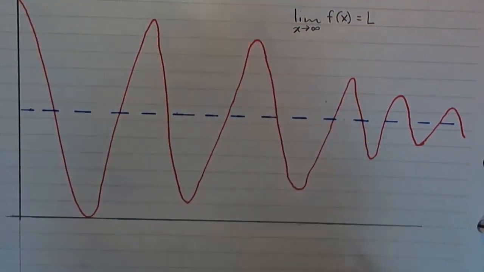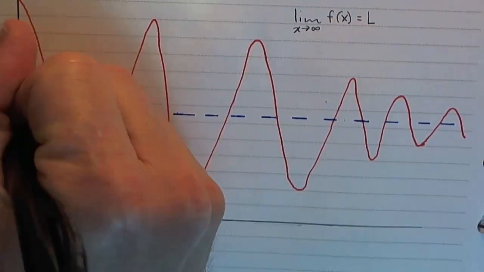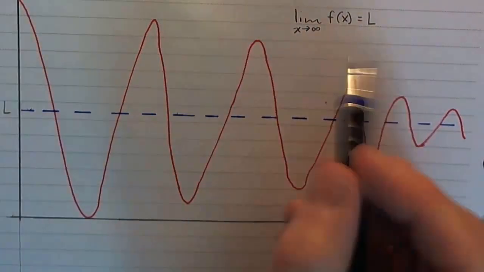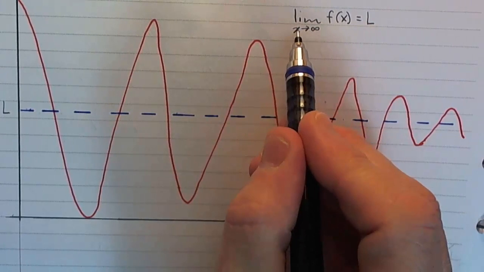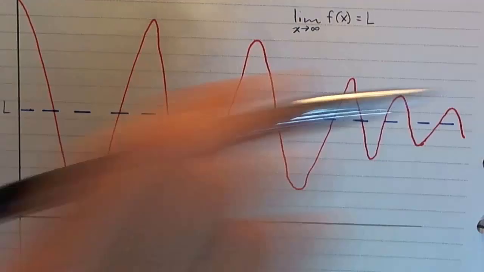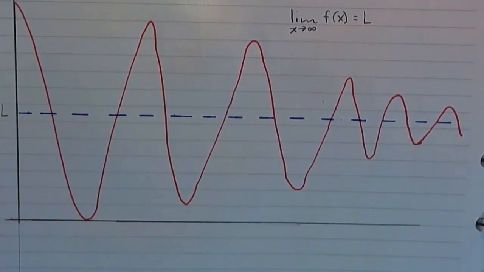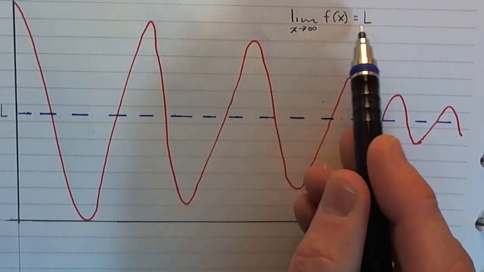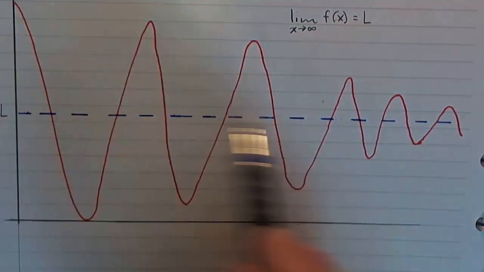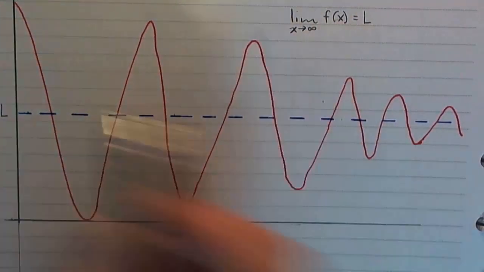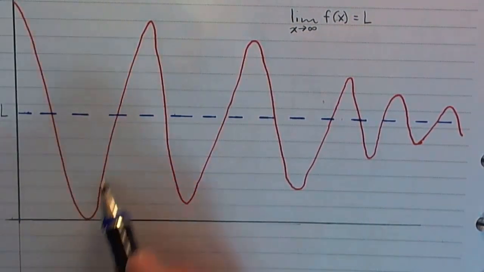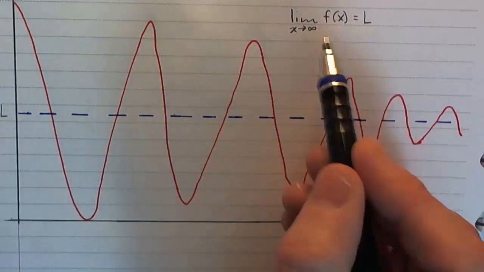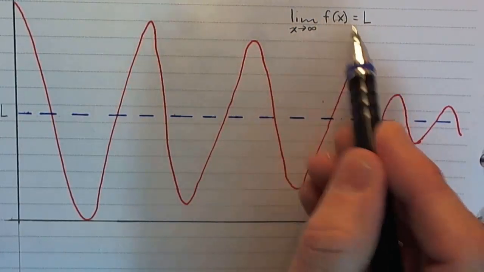So let's suppose that this little horizontal broken line here is L. And what we're saying is this function, as x goes to infinity, as x goes out in the positive direction, gets larger and larger and larger, the function f of x goes to this number L. Well, what does that mean? So what I've drawn here is, in red, the function f of x, and what it might look like that would fit this limit.